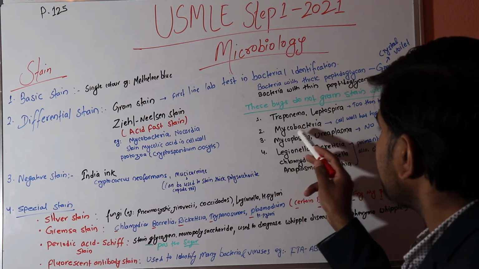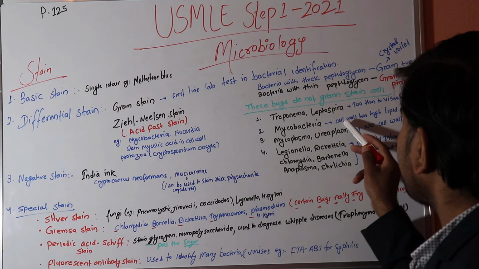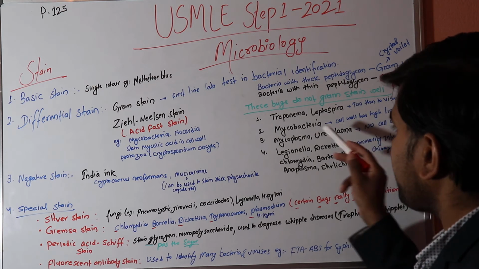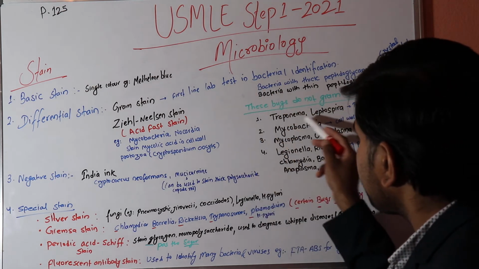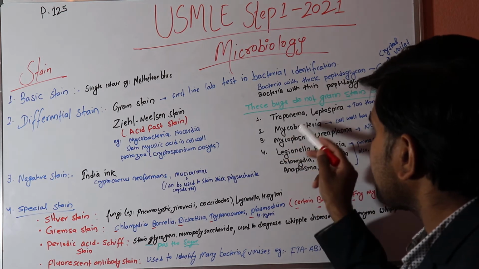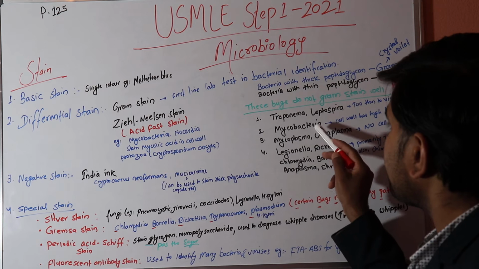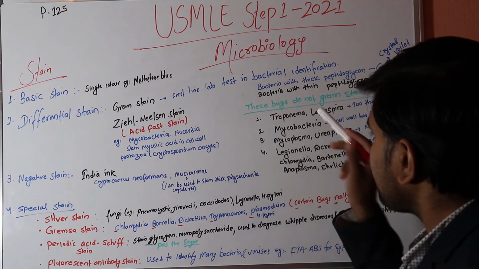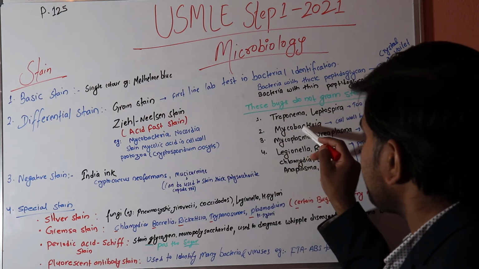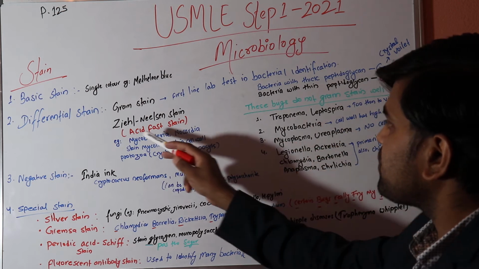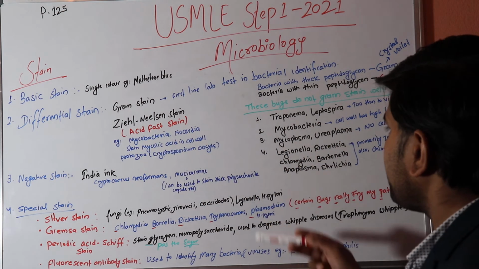Then there is Mycobacterium, which needs Zn stain, because the cell wall contains a high lipid content. When we use the gram stain, the dye doesn't enter the mycobacterial cell because they have high mycolic acid, that is lipid content, and because of that the stain doesn't enter the bacteria. For that we use the Ziehl-Neelsen stain. I will come to the Ziehl-Neelsen stain.